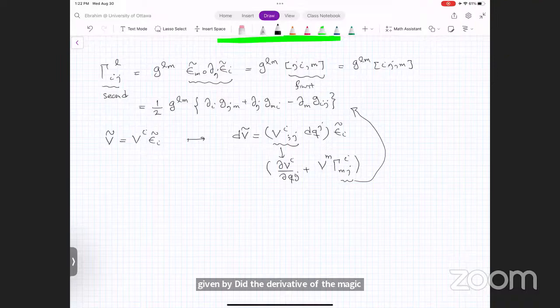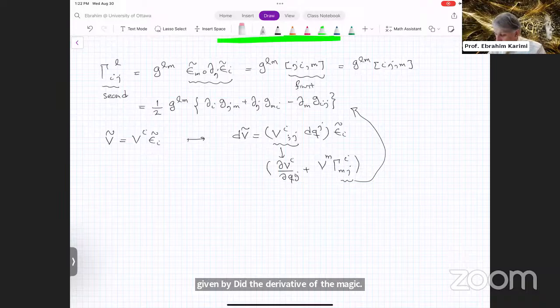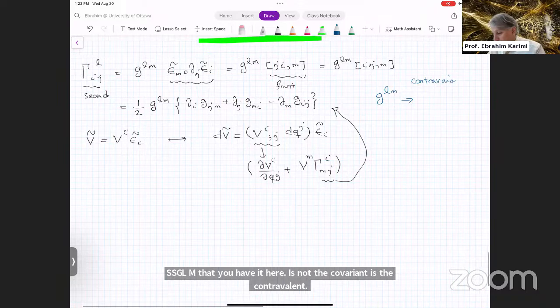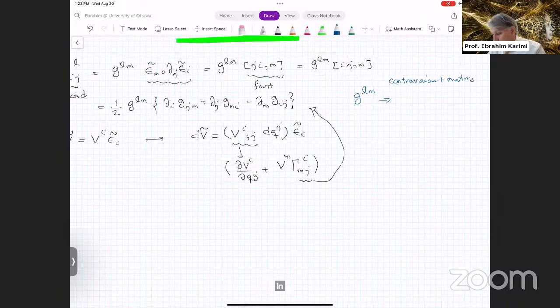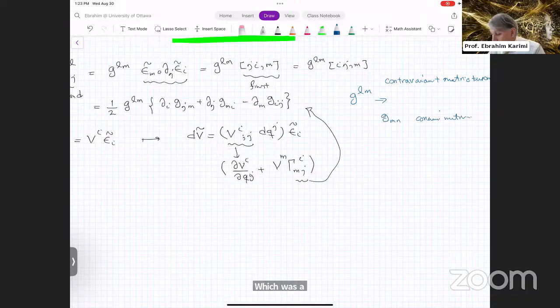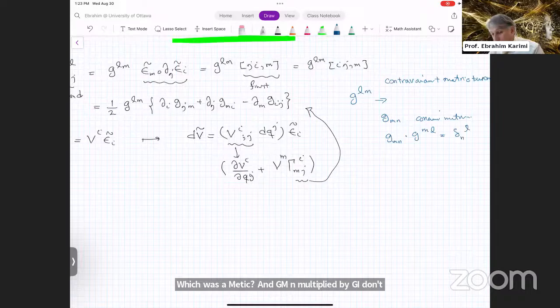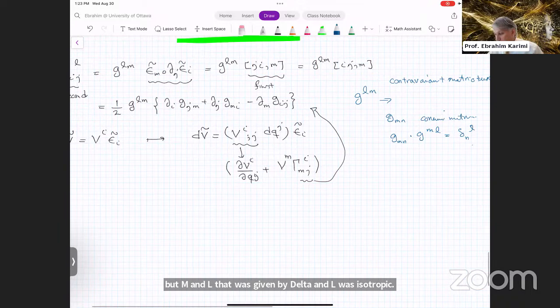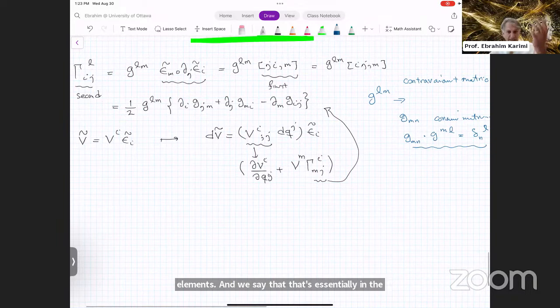Yes, Subra, this G^LM that you have here is not the covariant, it is the contravariant metric tensor. Again, that was discussed during the previous lecture. We had the covariant metric G_MN, and G_MN multiplied by G^ML was given by delta of N and L, the Kronecker delta. This was the way that we find the elements, and we say that essentially in the orthogonal basis it is given by the inverse of the metric.